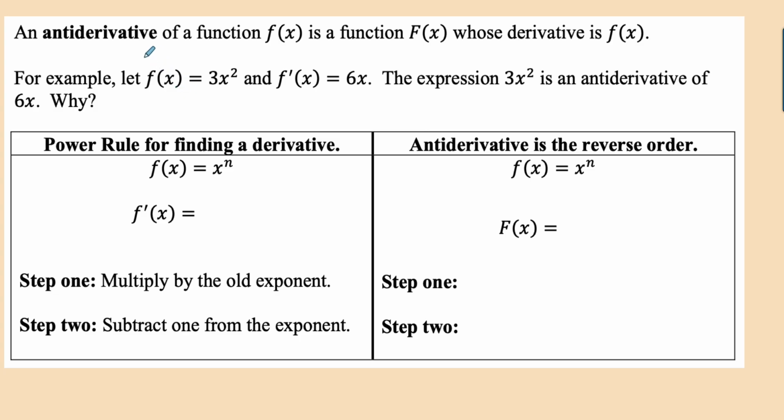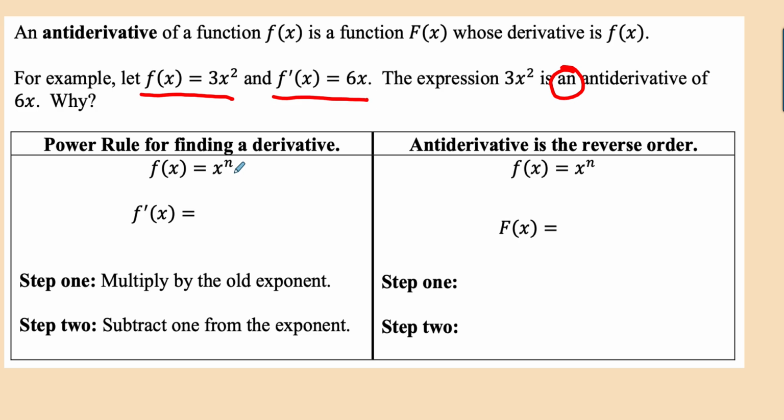All right, let's take a look at f of x equal to 3x squared. Its derivative is 6x. The expression 3x is one of the many antiderivatives possible. It is an antiderivative. Let's take a look at undoing the power rule. But first, let's look at the power rule.